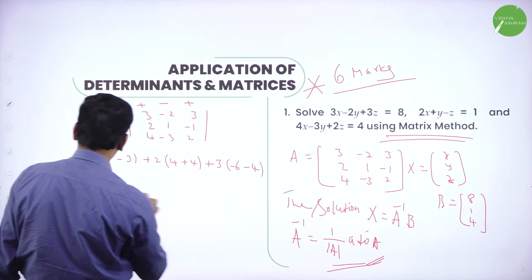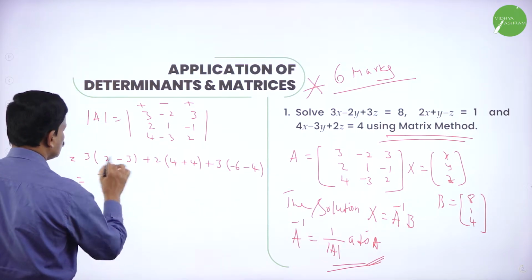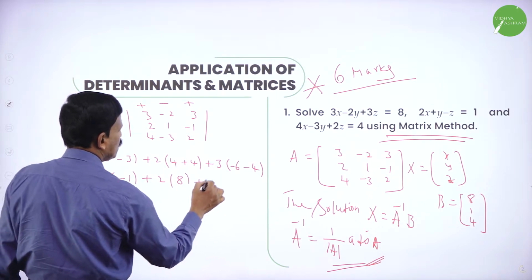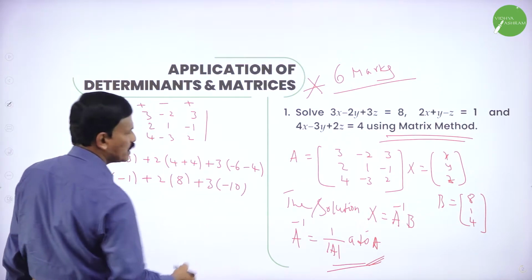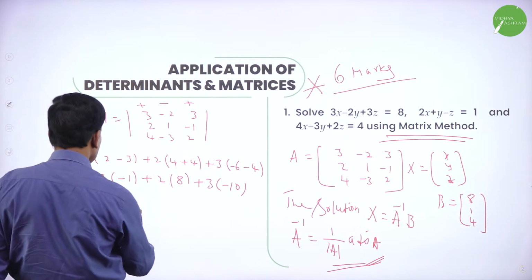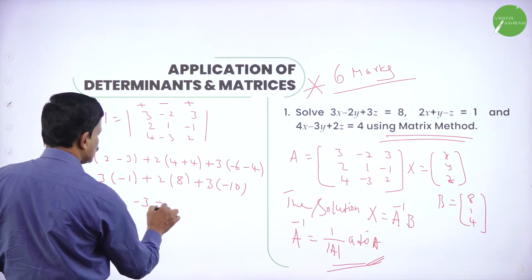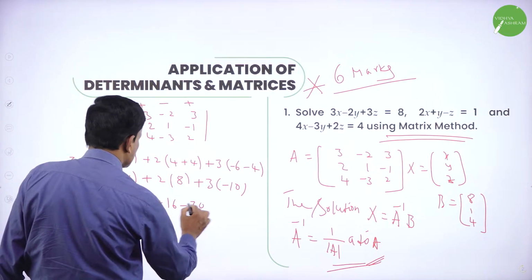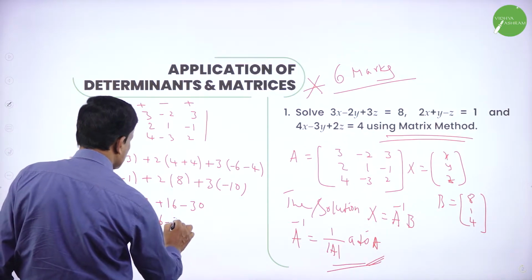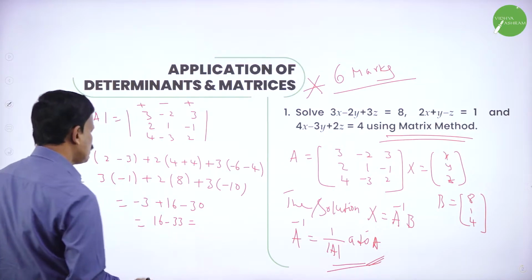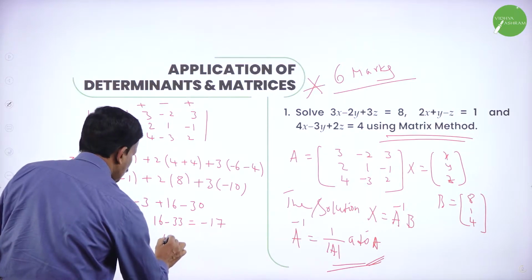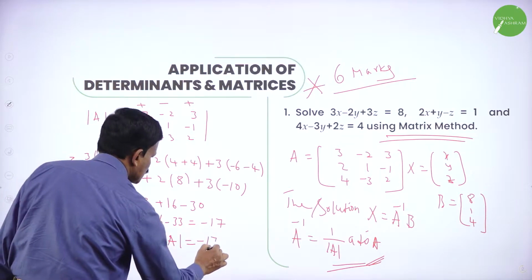So this is equal to 3 into 2 minus 3 is minus 1, plus 2 into 4 plus 4 is 8, plus 3 into minus 6 minus 4 is minus 10. So this is minus 3, 2 into 8, 8 is 16, minus 30. So this is equal to 16 minus 33, which is nothing but minus 17. The value of determinant A is equal to minus 17.